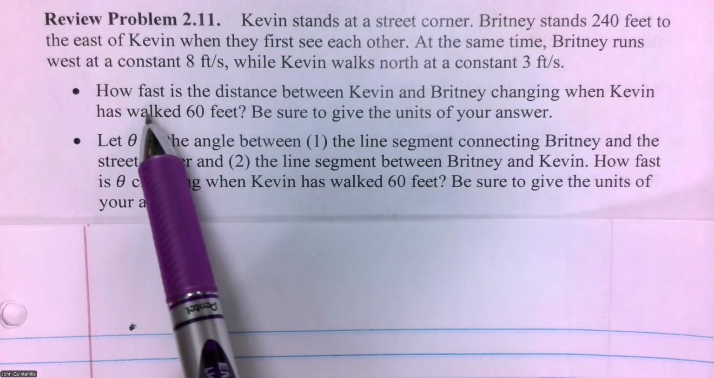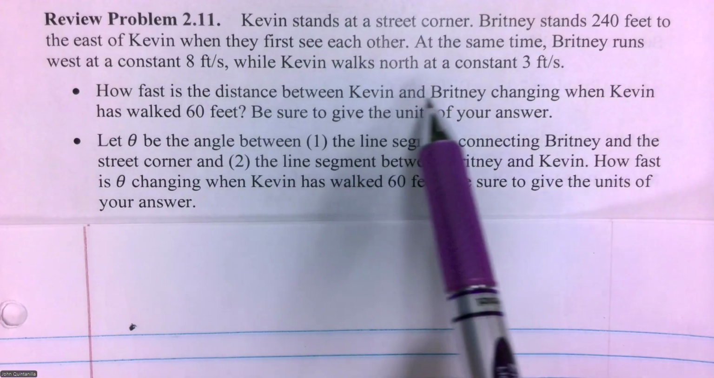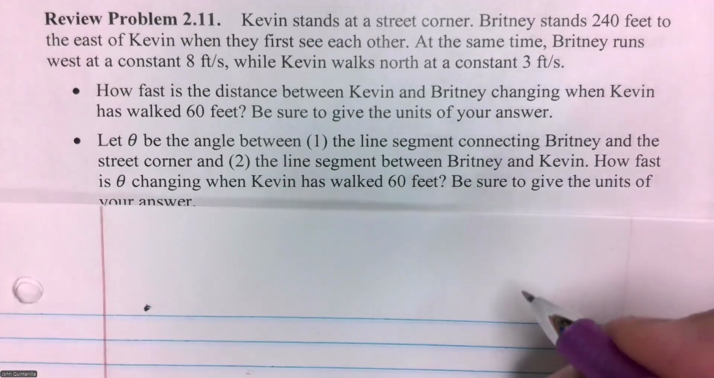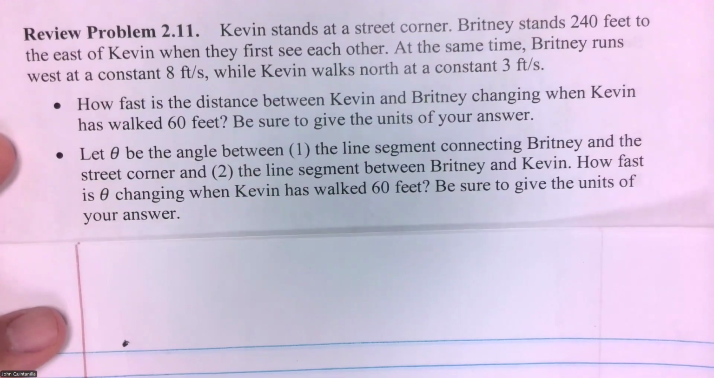The first part of the problem: how fast is the distance between Kevin and Brittany changing when Kevin has walked 60 feet? And be sure to give the units of your answer. For this problem, we're going to go through the steps of how to solve a related rates problem. The first step is to draw a diagram to indicate what's going on. I'm going to do this in two steps.